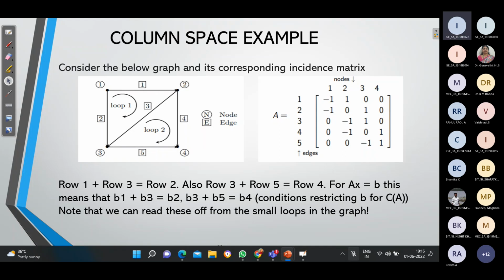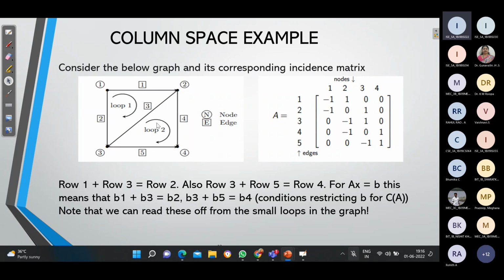Here we can see that row 1 plus row 3 is equal to row 2. Row 1 is -1 plus 0, that is -1, which is equivalent to the second row itself. Another combination is that row 3 plus row 5 is equal to row 4. If we consider this in the equation Ax = b, we can write similar equations: b1 + b3 = b2 and b3 + b5 = b4. Here we can read these off from the small loops in the graph.